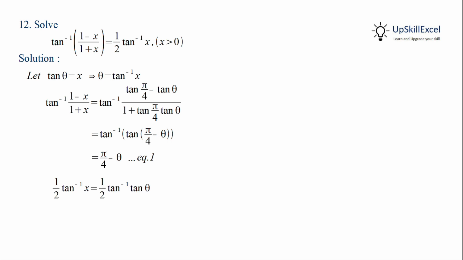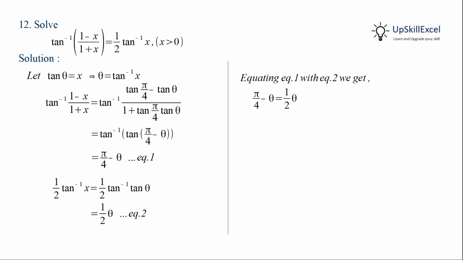Similarly, the right hand side, half tan inverse x, is equal to half of theta. Equating both equation 1 and 2, we get pi by 4 minus theta is equal to half theta. Simplifying this, we get theta is equal to pi by 6. Now from our assumption, x is equal to tan theta, so x is equal to tan pi by 6, or 1 by root 3.